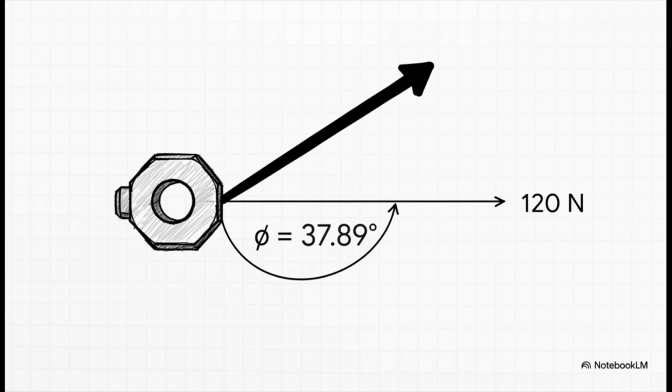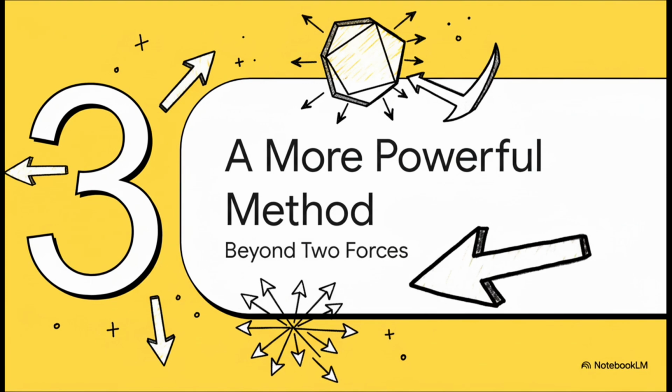This tells us the direction of our resultant force relative to that 120 Newton force. The result? 37.89 degrees. And now we have the complete picture. Okay, so the parallelogram law, it's awesome. It's elegant, it's visual, and it's perfect for two forces.